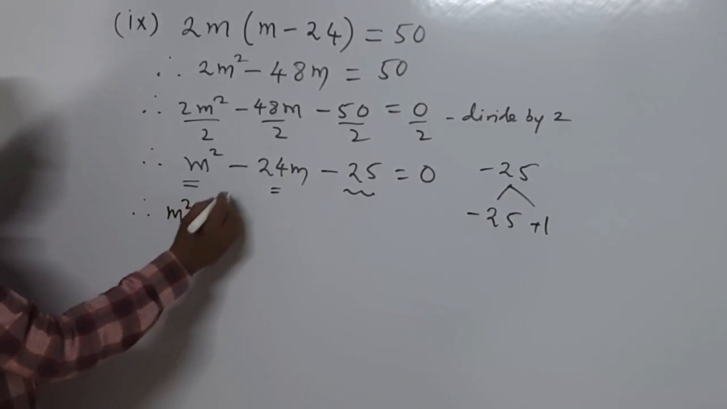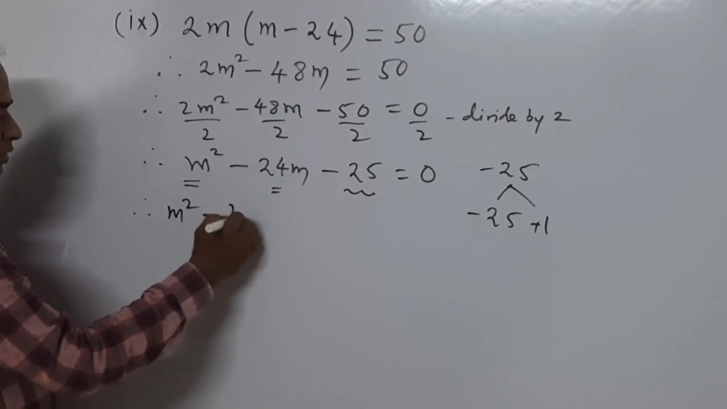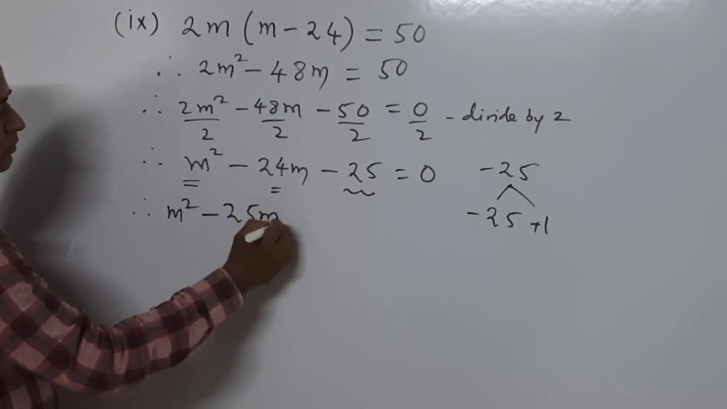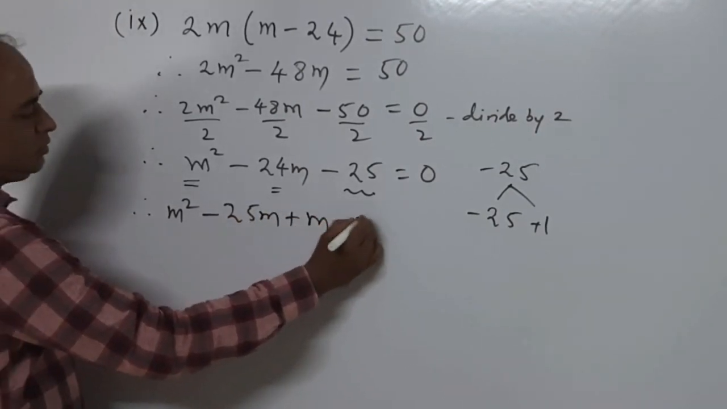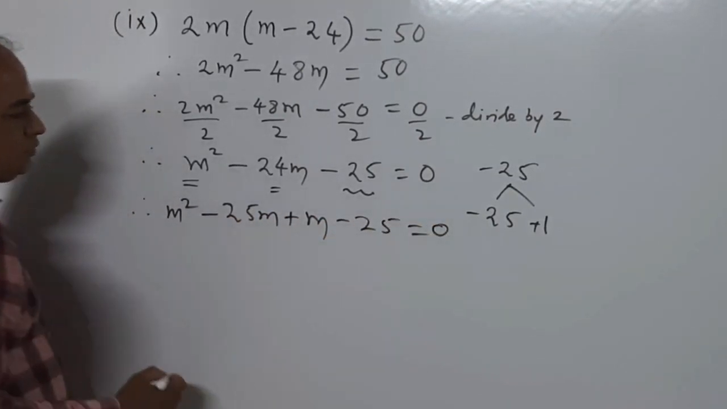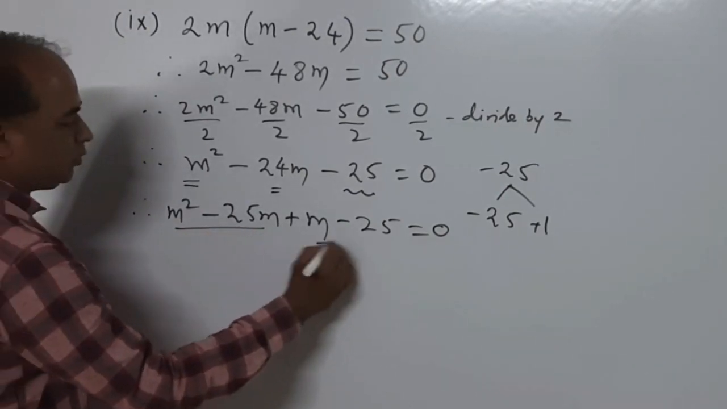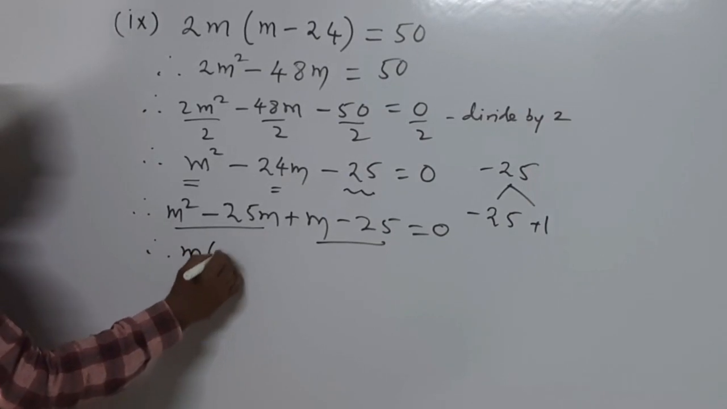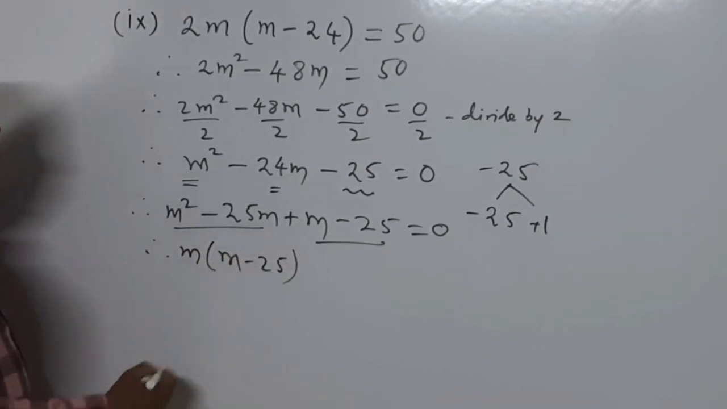Therefore split the middle term, m square minus 25m plus 1m minus 25 is equal to 0. Now make the group of two terms. So common in the first two terms, m is common, in the bracket m minus 25.